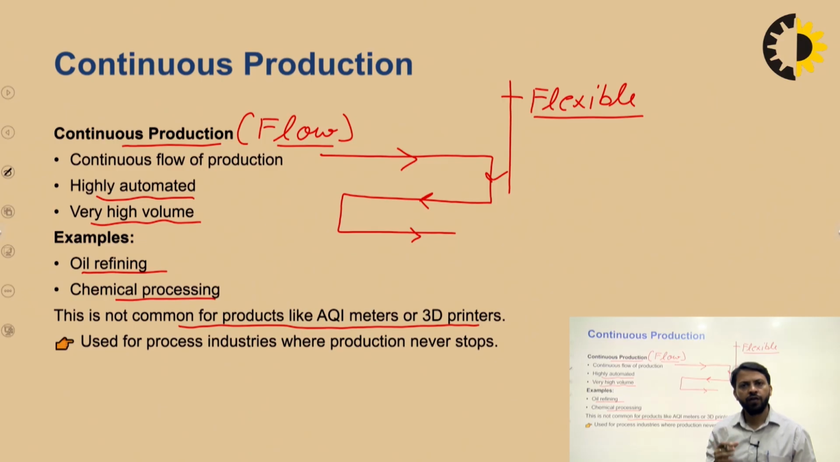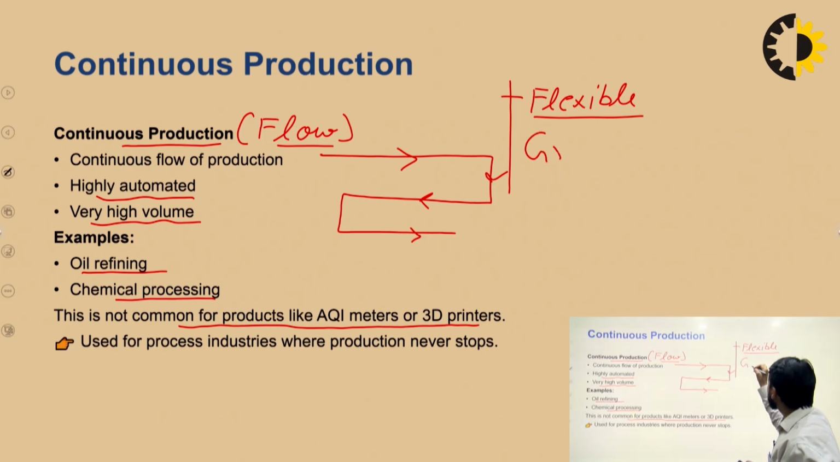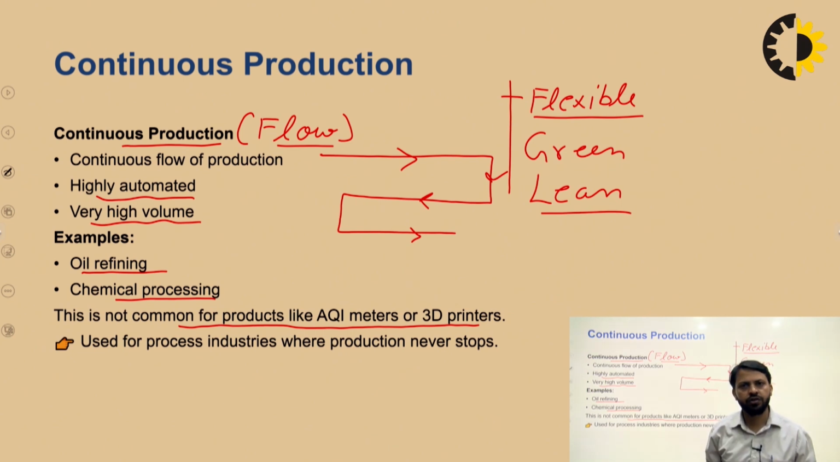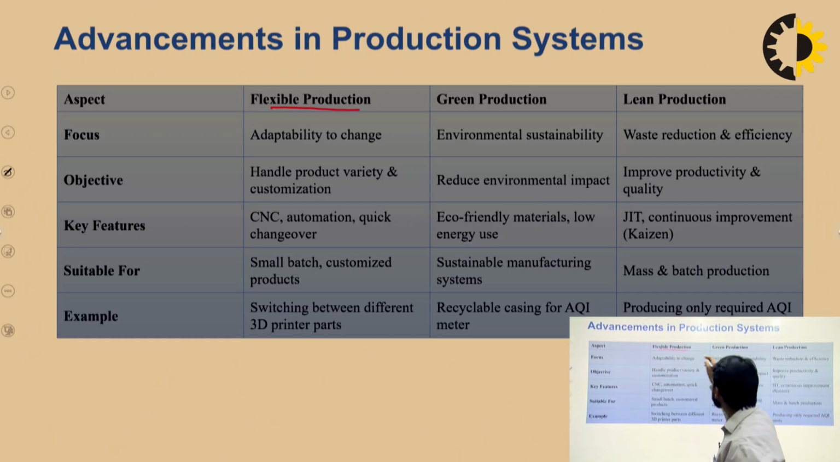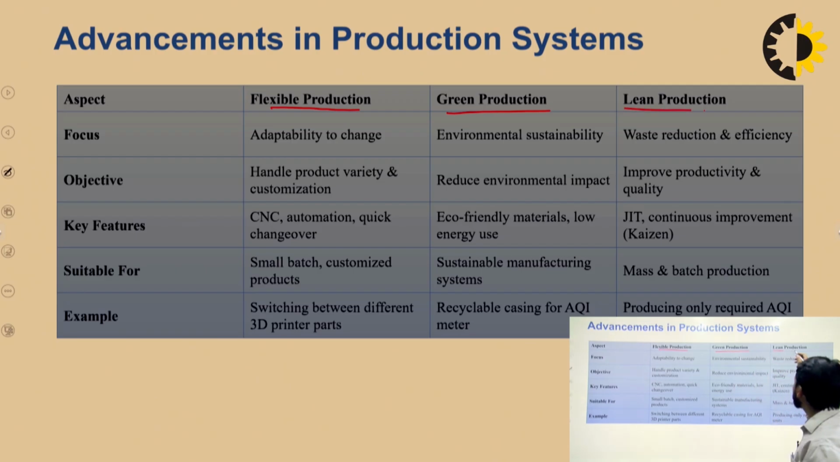As the name suggests, it will try to balance between mass production and batch production. That means you have to increase the quantity as well as the variety itself. This flexibility means that you can introduce some complexity, some variety in your product, as well as you are going to increase the volume of the quantity, and we can achieve a flexible production system. For example, the second one is called green production system, or the third one is called lean production system. We are going to see these advancements in the production system itself. So flexible production system, green production system, and lean production system.